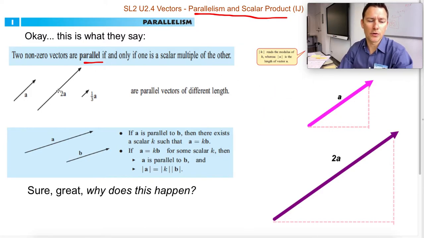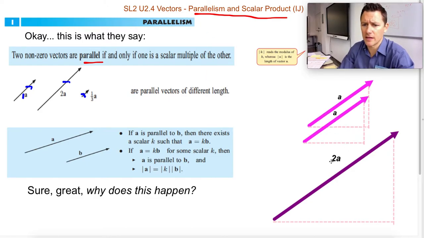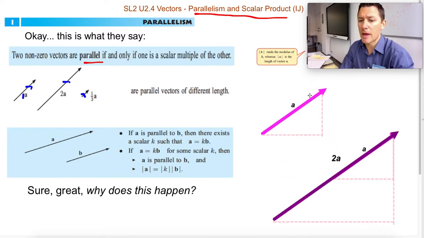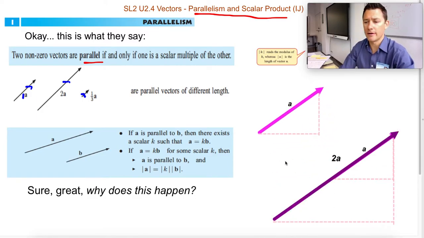So two vectors are parallel only if they're a scalar multiple of each other. So if this is 1a and this is 2a, they're still parallel, that's fine. And even if it's a third a, it's still parallel. That's just because if you move up and over in the same direction and add two of them tip to tail, they're still moving in the same way, going from point A to point B in the same manner, and so they're still parallel. Great, fine.